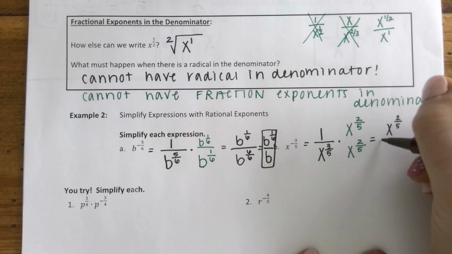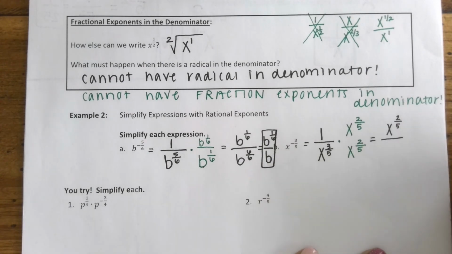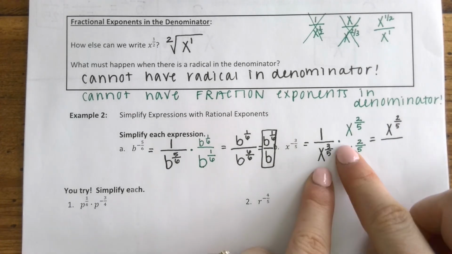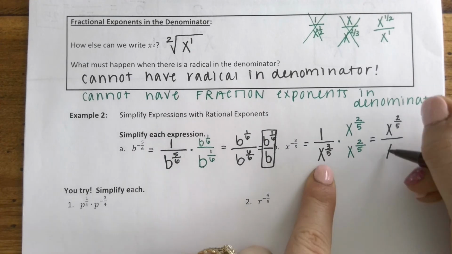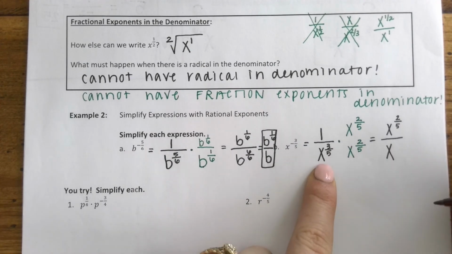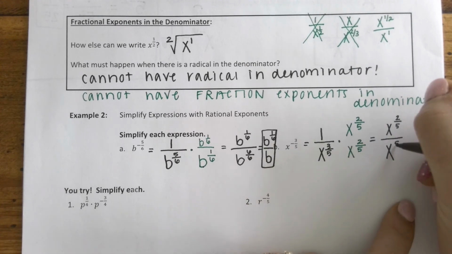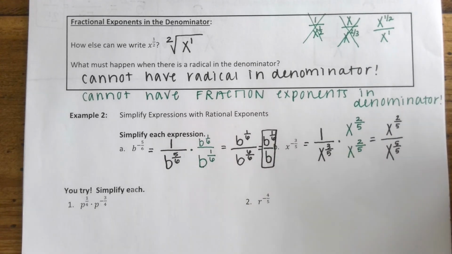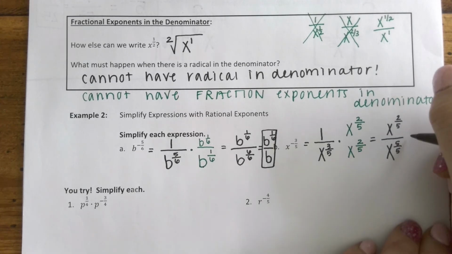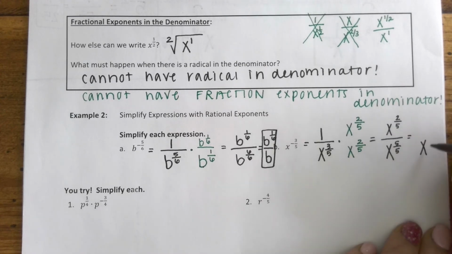On the bottom here, I'm noticing I'm multiplying and they have the same base, so I can add my exponents. 3/5 plus 2/5 would give me 5/5. And again, 5 over 5 reduces to 1, so I just have an x in the denominator, and I have that x to the 2/5 in the numerator.